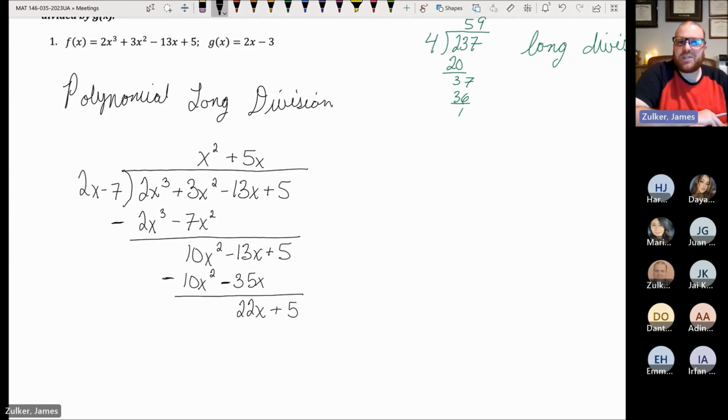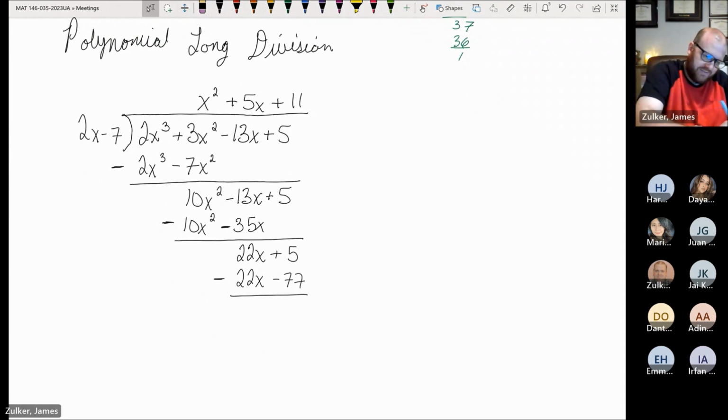1, right? Is that smaller than the degree of the divisor? No. So we have to keep going. What do we have to multiply 2x by to get 22x? All right, so multiply 2x minus 7 by 11. Subtract what you get. 5 minus negative 77, 82.